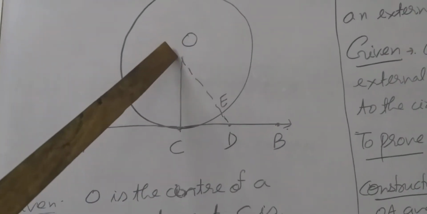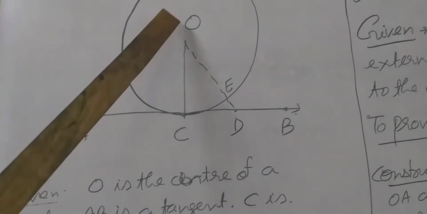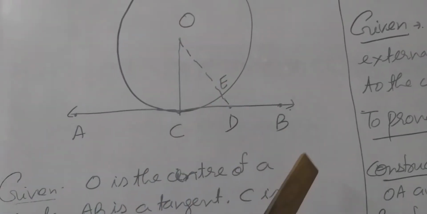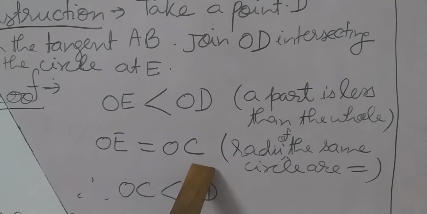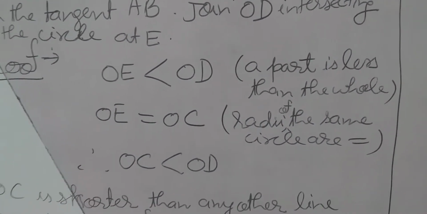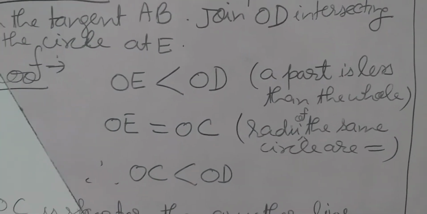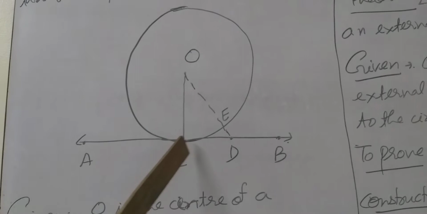Okay, but you can see OC equals OE, because both are radii, and we know that radii of a circle are equal. So I have written here OE equals OC, radii of the same circle are equal. So in place of OE we can write OC. So OC is less than OD.